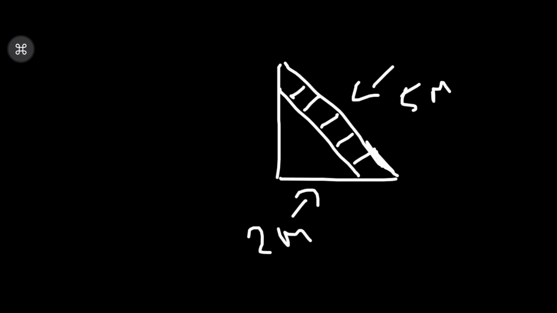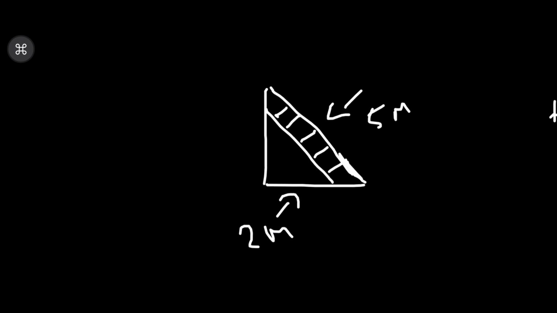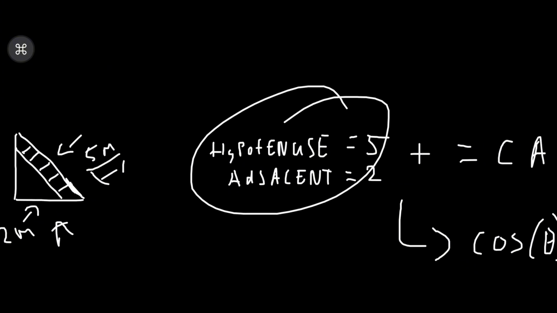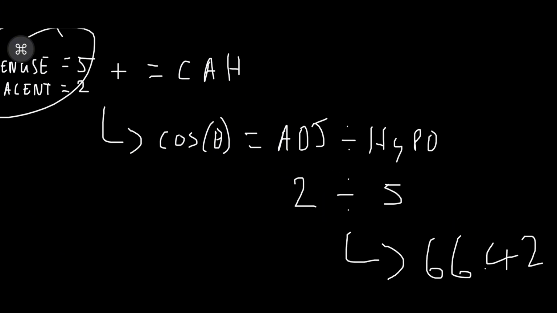So step 1 would be draw and label the triangle. The ladder is the hypotenuse. The ground is the adjacent to the angle. The height up the wall is the opposite. Here we know the hypotenuse is 5 and the adjacent is 2. Step 2, choose the formula. The adjacent and hypotenuse equals CAH. So cos equals adjacent divided by hypotenuse.